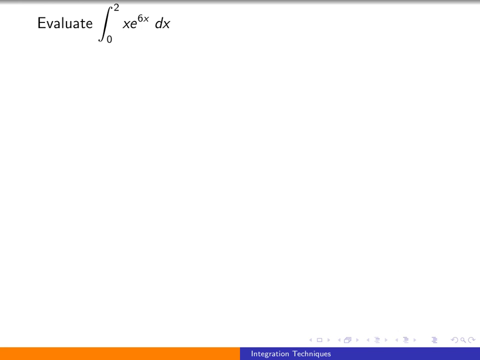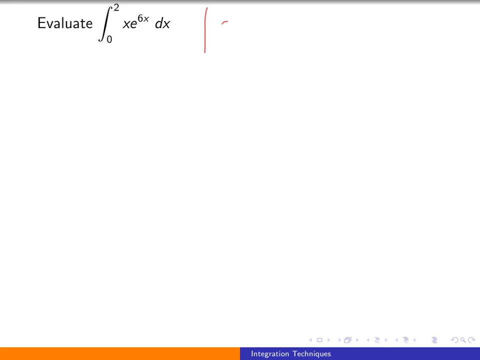In this video, we will evaluate the definite integral from 0 to 2 of the function x e to the 6x. Now, looking at the form of the integrand here, x times an exponential function, that leads us to using an integration by parts. Remember, a polynomial times an exponential function is well suited for this integration by parts. But keep in mind that this is a definite integral.